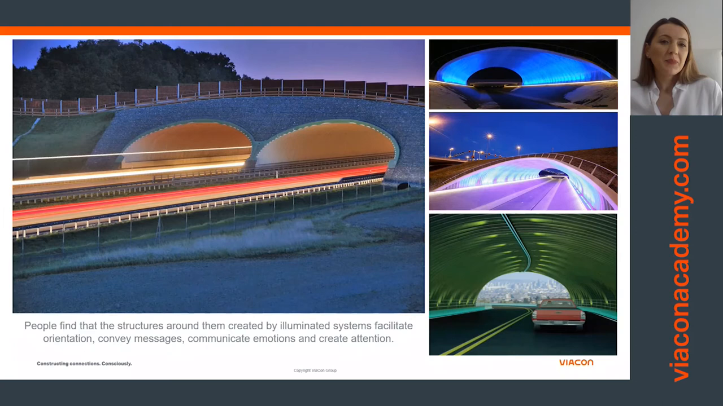People find also that the structure around them created by illuminated systems facilitate orientation, convey messages, communicate emotions, and of course create attention. So using modern light solutions, we can add value to the environment and users, making the location more beautiful and safer, showing a bridge in the right light, or getting a positive image across. However, lighting solutions also need to be sustainable to save resources and at the same time prevent unnecessary light pollution. Using segments of color and light creates a form that expresses texture and creates contrast.